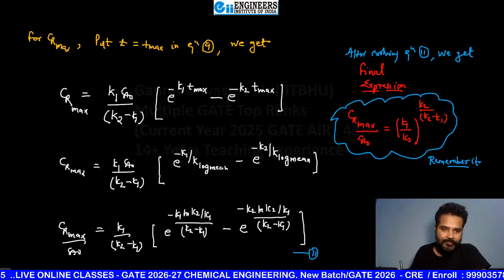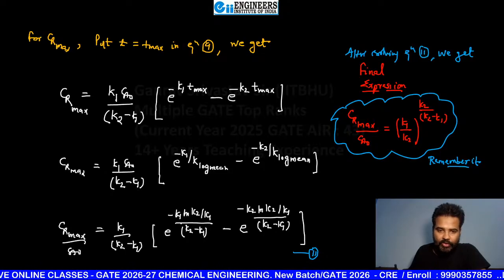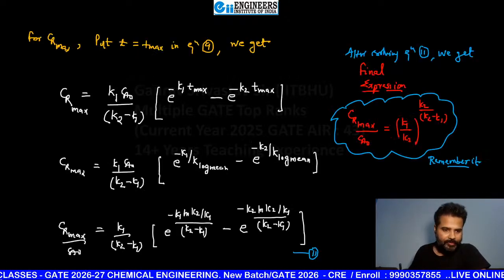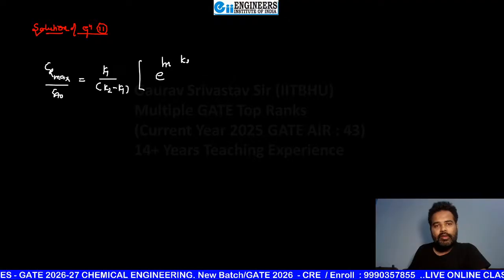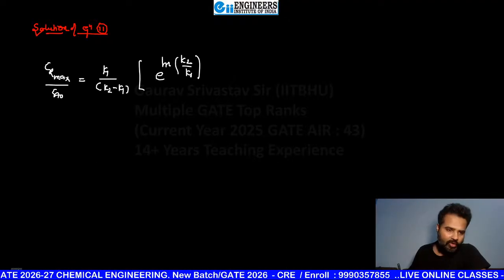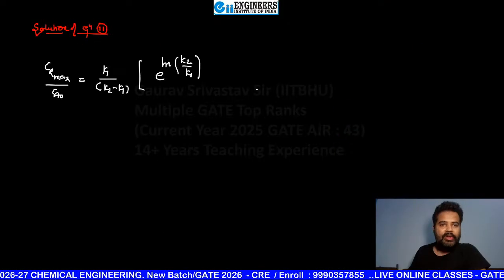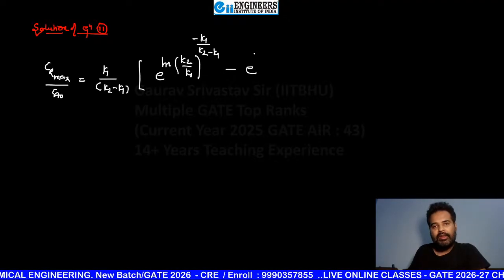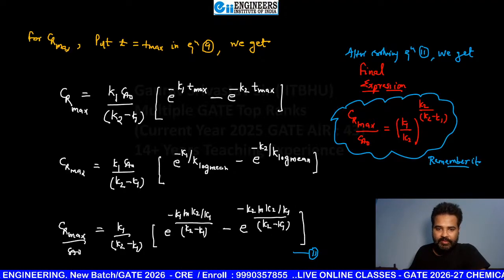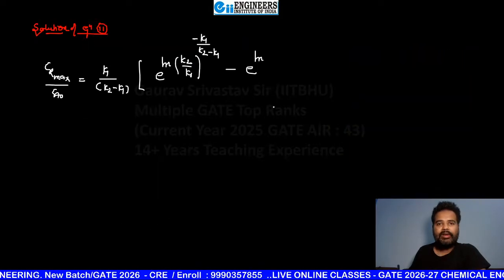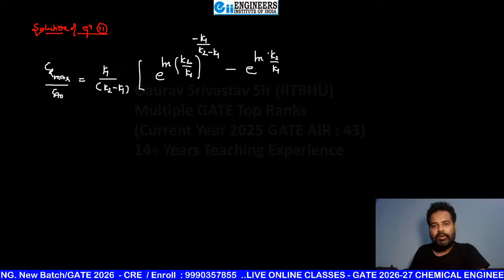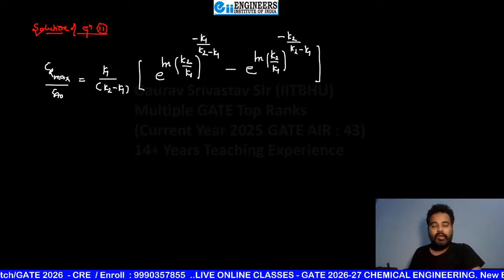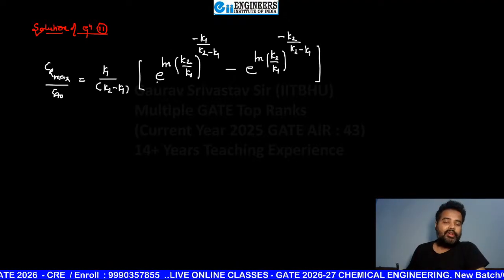And here, my dear students, see. You can write K2 by K1 raised to power this all. So it can be written as e raised to power ln of K2 by K1, and whole raised to power minus K1 by K2 minus K1, and minus e raised to power ln of K2 by K1 raised to power minus K2 upon K2 minus K1. You know e raised to power ln means you can write it as 1.